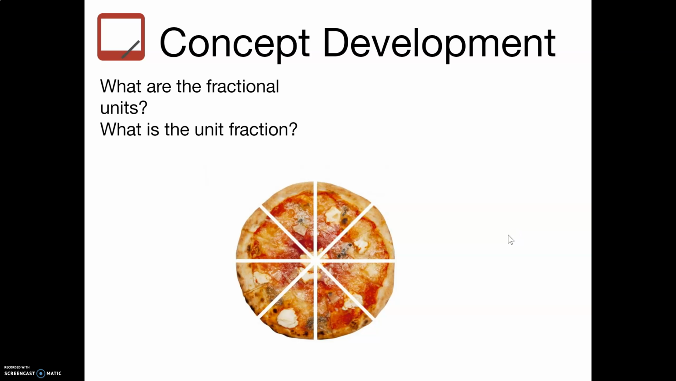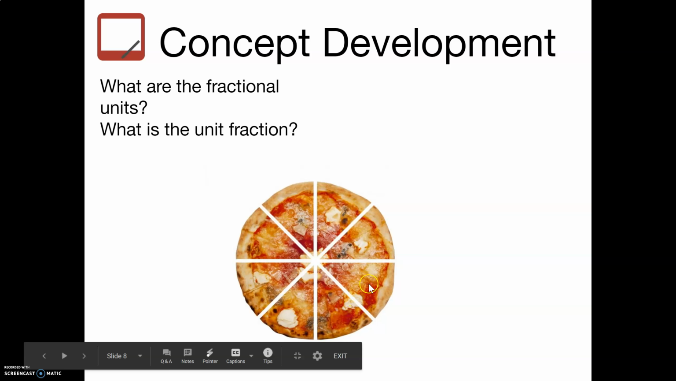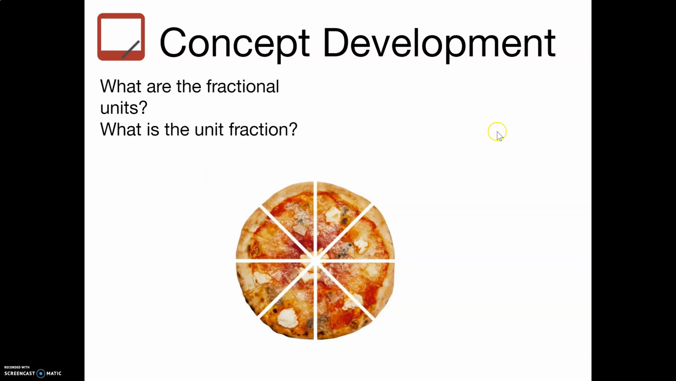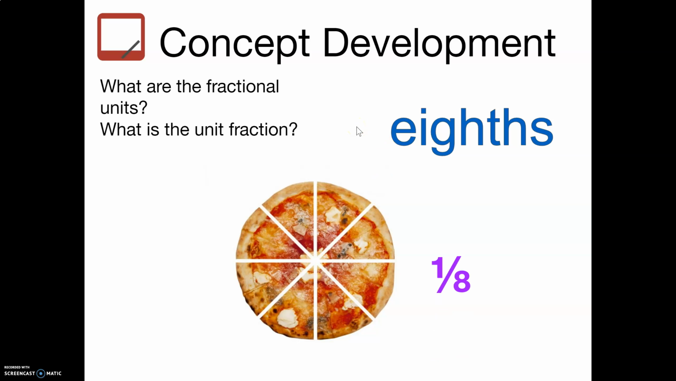So take a look at this pizza. What would you call the fractional units for this pizza? Eighths. What is the unit fraction for this pizza? Remember, our unit fraction is always going to be what one of these pieces, one unit, would look like. 1/8, 1 out of the 8 equal pieces.